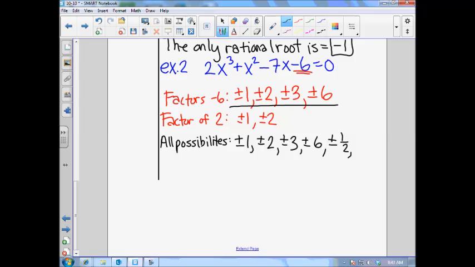What's 3 divided by 2? 3/2 or 1.5. So plus and minus 3/2 or 1.5. And the last one, 6 divided by 2? 6/2, which is 3, and we already have 3, so we don't have to write it.